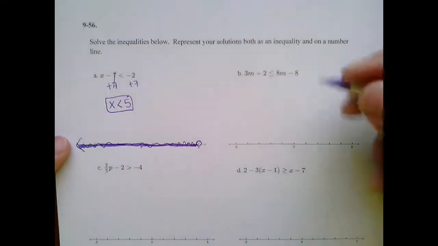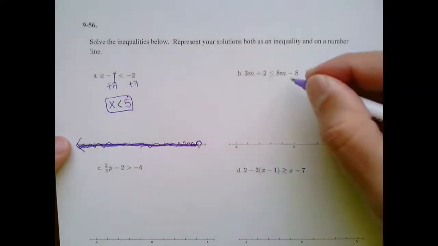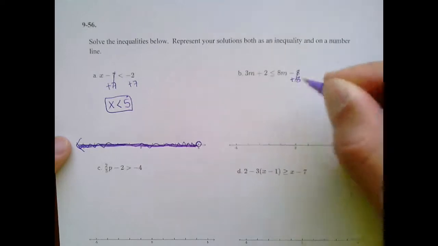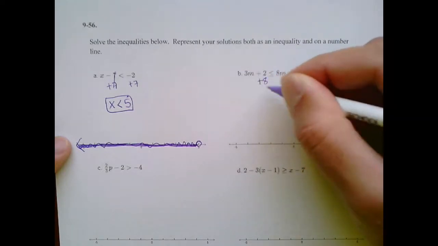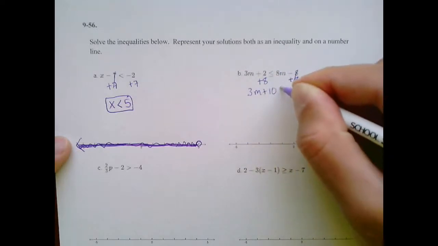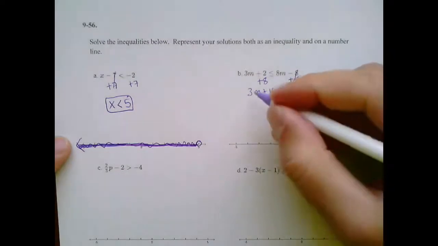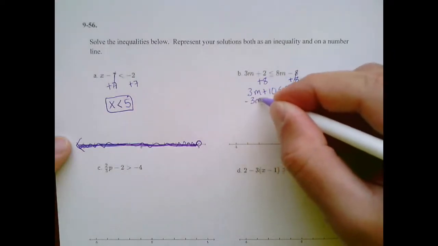So how about B? How would you solve for m? Well, there are lots of ways to do it. One way to start would be, let's add 8. If I add 8 to both sides, I'd have to add 8 to this. It would be 3m plus 10 is less than or equal to 8m. To get rid of 3m, I see it's positive. I would have to subtract it from both sides.